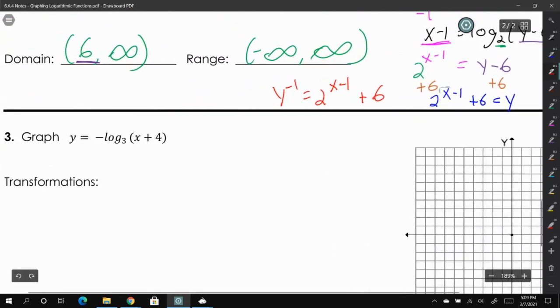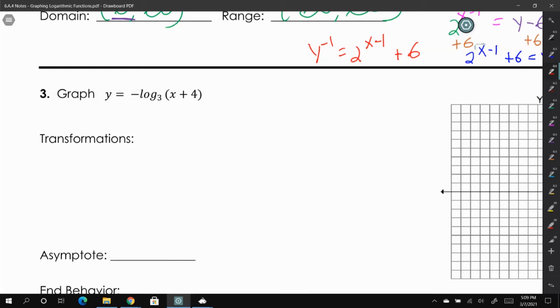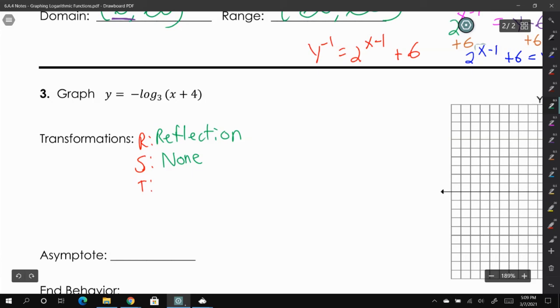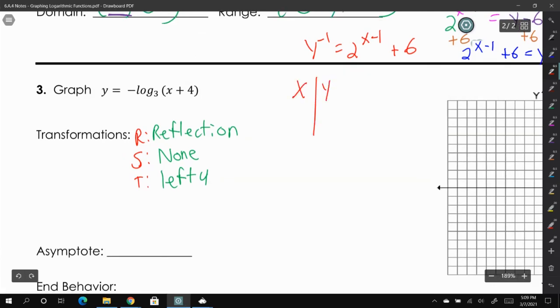All right, now the last problem here, we have a negative sign in front. So that means we are going to have a reflection. But we don't have a number in front with that negative sign, so there's no shrink or stretch. And a translation, we have translated left 4. So our table, we're going to be at 1, 0, and our base here is 3, so 3, 1.